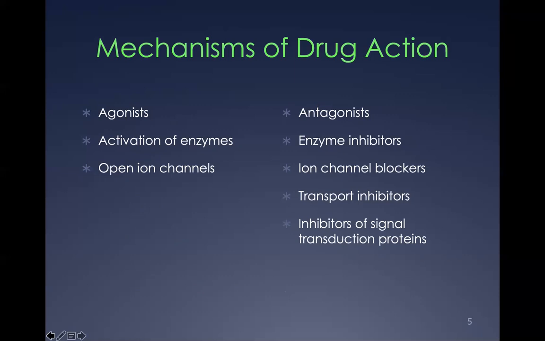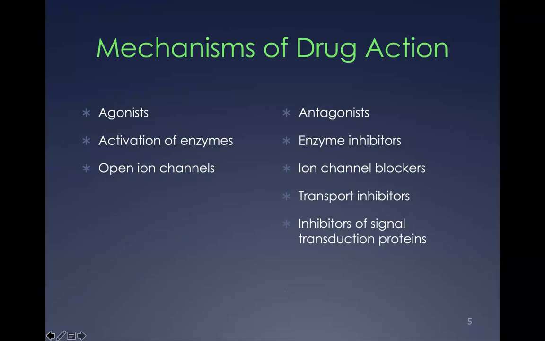So a drug may be an agonist, and I think you know what an agonist is. I think you guys have had that. But an agonist is a drug that binds to a receptor and it produces a response, okay? So it binds to a receptor and produces a response. An antagonist is going to be a drug that binds to a receptor but does not produce a response. Okay?